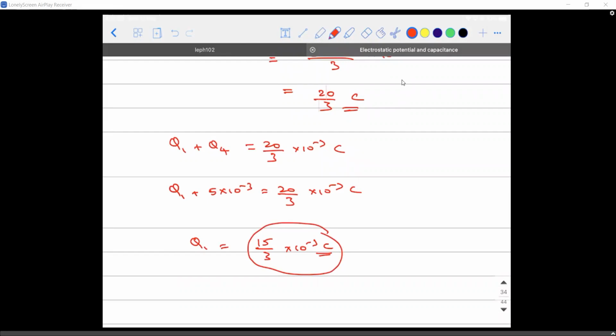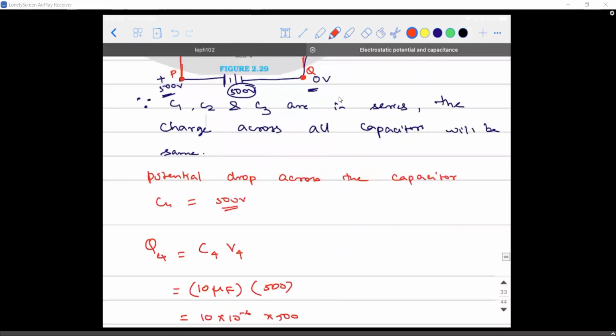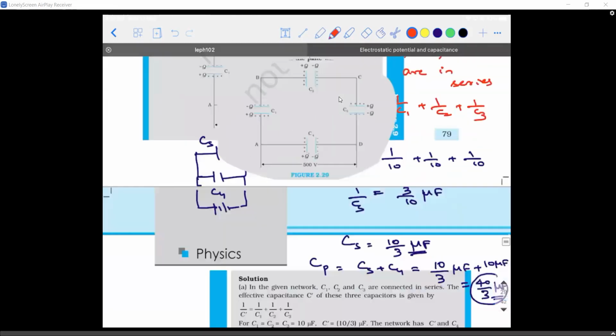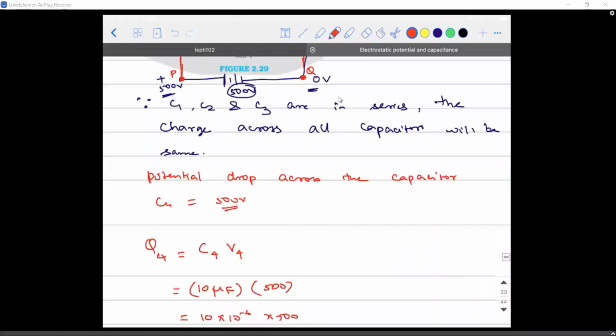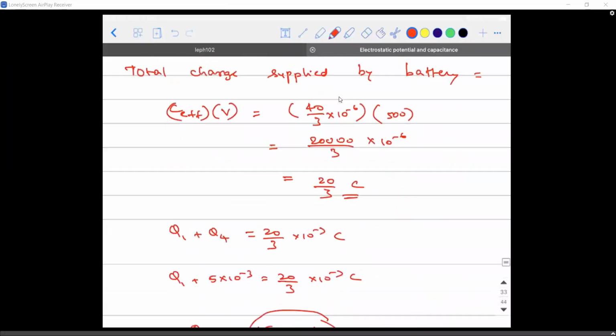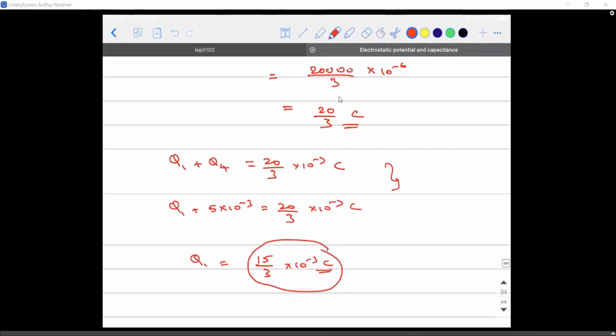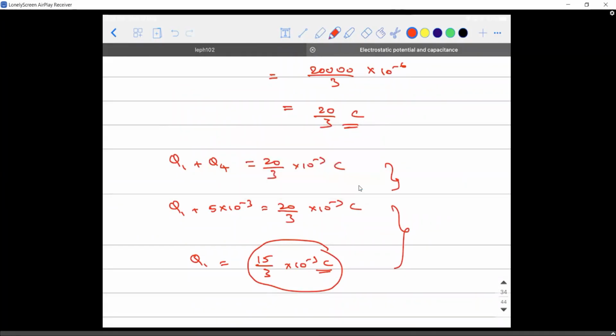How did I take C effective? That's how we calculated, no? It is here, 40 by 3. Is there any doubt, guys? I tried to explain it conceptually, but if you feel this is anywhere tough, you let me know. I will tell you another method also. Is everyone clear with this? Yes, sir.